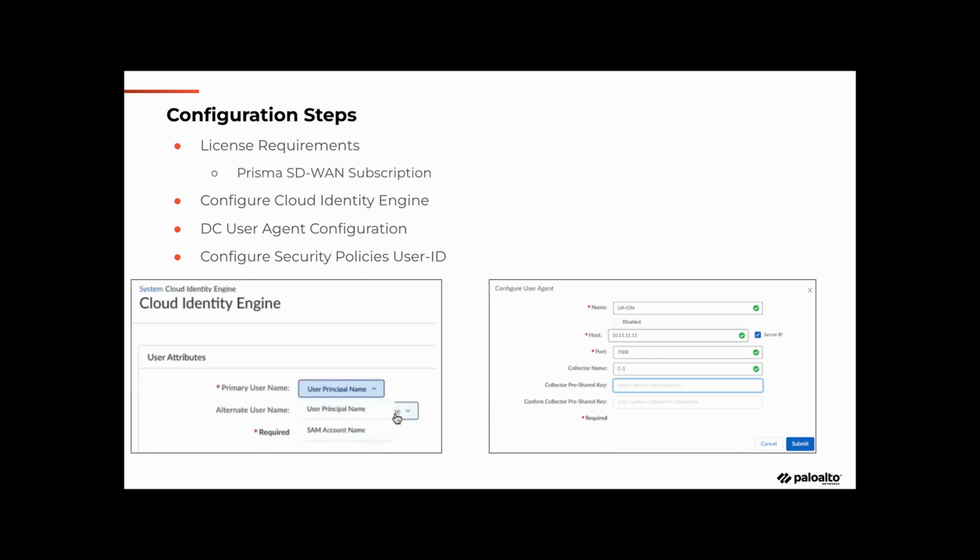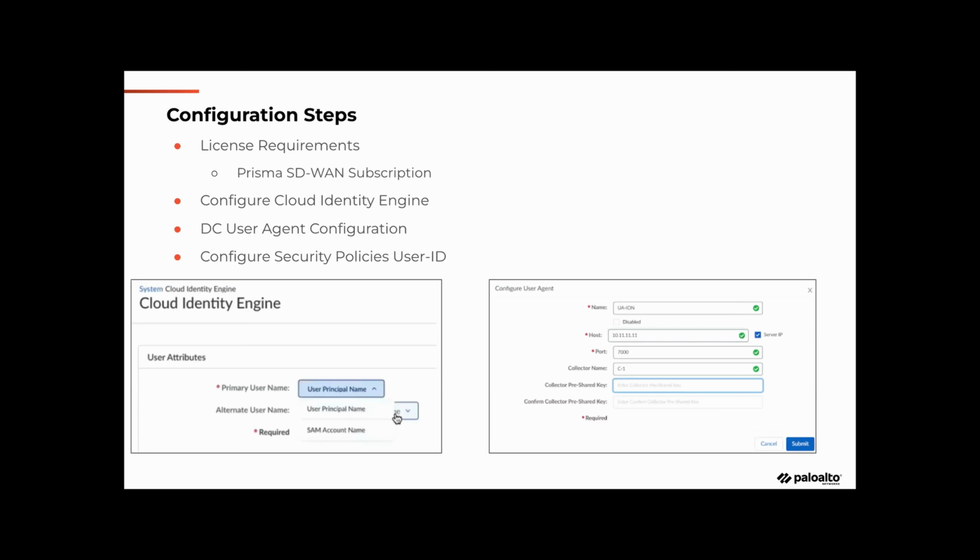When you configure a CIE, there are two prerequisites. First, we need to configure the Cloud Identity Engine in terms of the principal name. What do we expect in terms of our user and group mapping? And then the last piece is configuring the User-ID agent. This would be on the DCI, connecting to that physical firewall to learn the user IP mappings. The last step would be to actually configure the security policies.